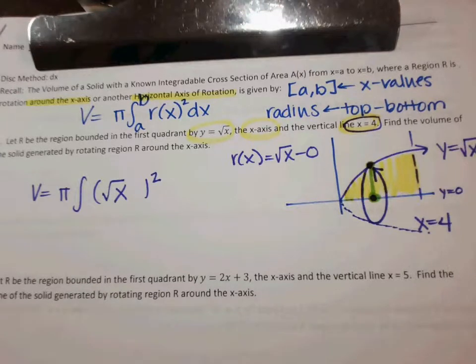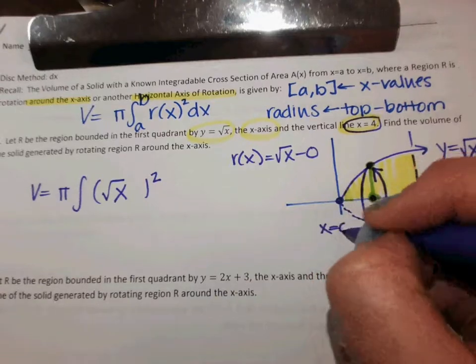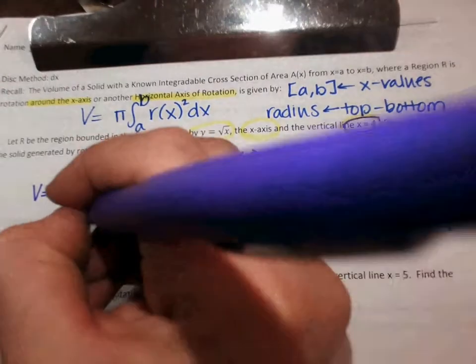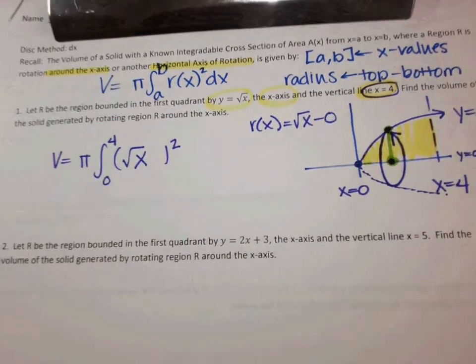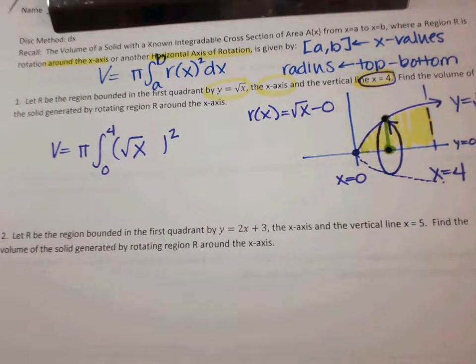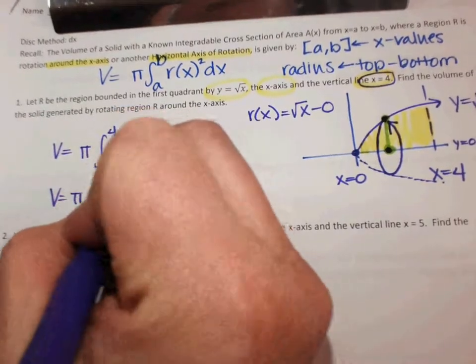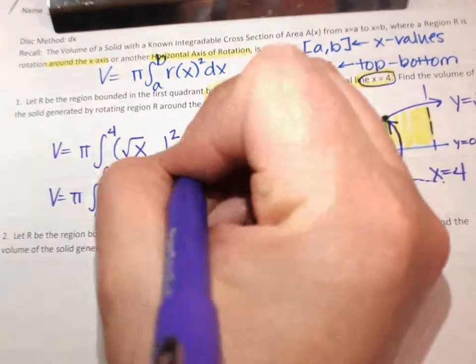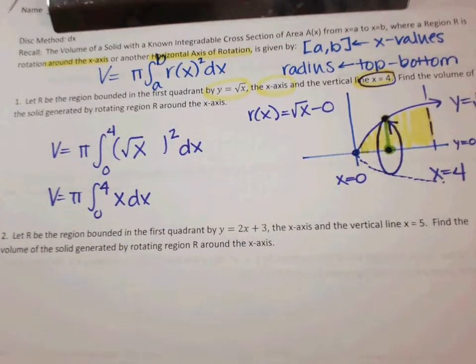So where did my region start on the x-axis? X equals 0, and when did it stop? 4. 0 to 4. Good. Make sense? Yep. Alright, from there, what is the square root of x squared? X. So that'd be really just the integral 0 to 4 of x dx. I did not write a dx here, but I'm writing it in now. And then what's the integral of x?